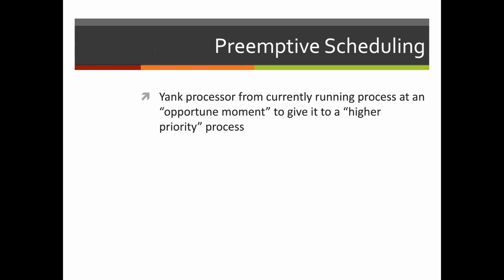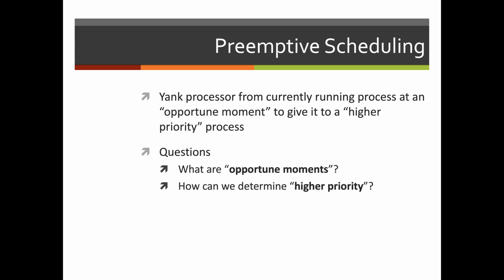And so with preemptive scheduling, we want to consider that we can yank a processor from a currently running process at an opportune moment, and that will allow for it to have a higher priority in the process. And so some things that we need to consider is what denotes as an opportune moment, and how can we determine what is going to equate to a higher priority.